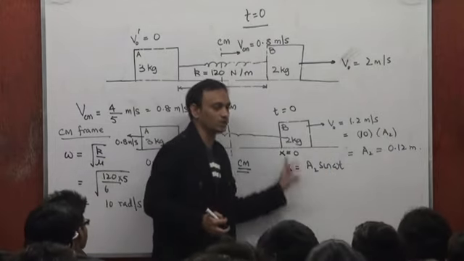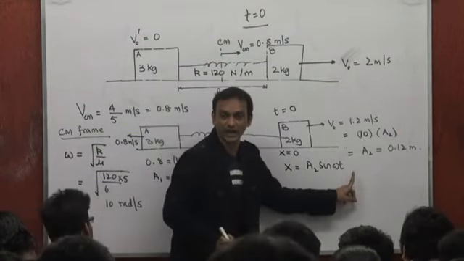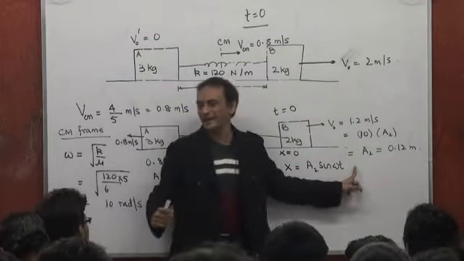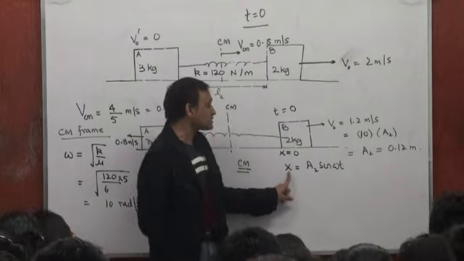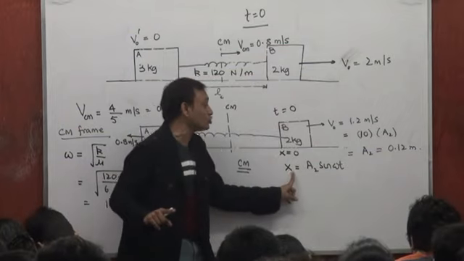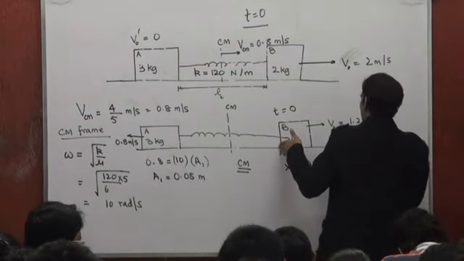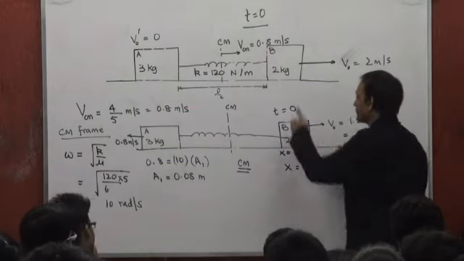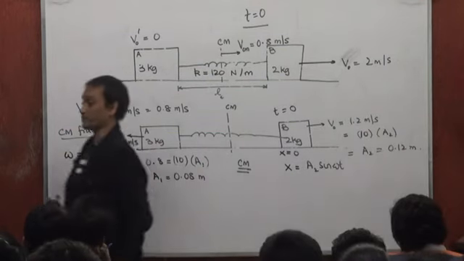See, at t equal to 0, x is 0 and it's moving to the right. So, in the center of mass frame, the displacement of B is going to be given by A2 sine omega t. Yes or no? Because in general it is A2 sine of omega t plus phi, but phi is 0 because at t equal to 0, x is 0 and it's moving to the right. In the center of mass frame, it's going to move away by A2 units and then come closer by A2 units, with this as the equilibrium position. That's the center of mass frame.